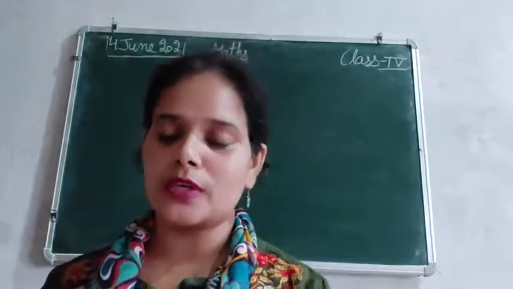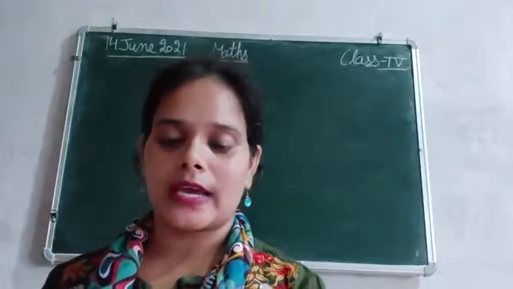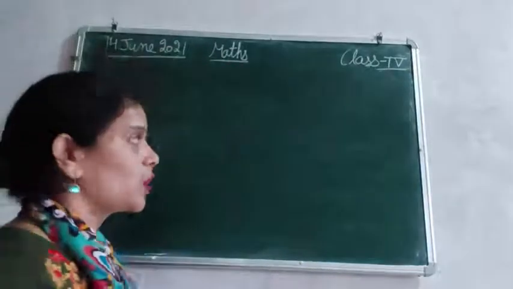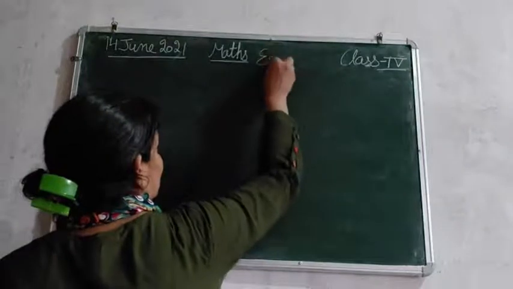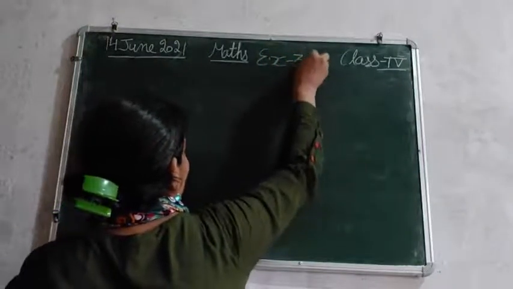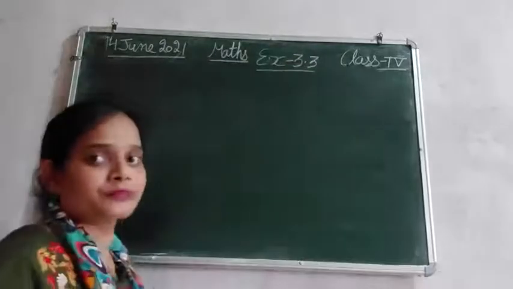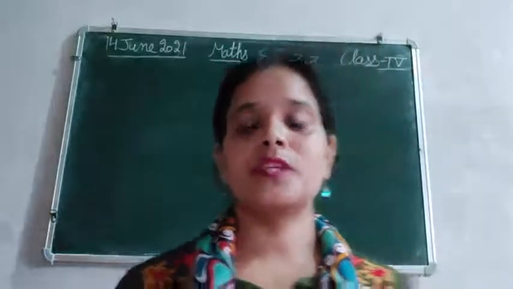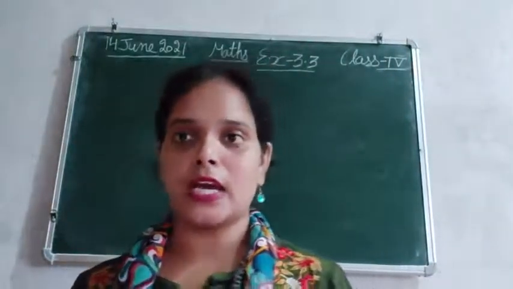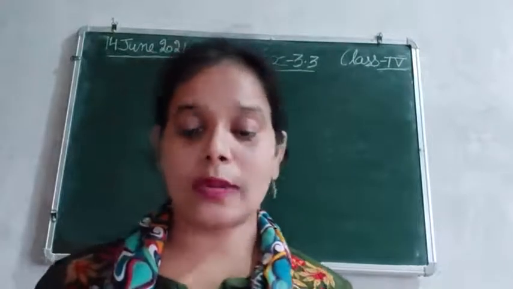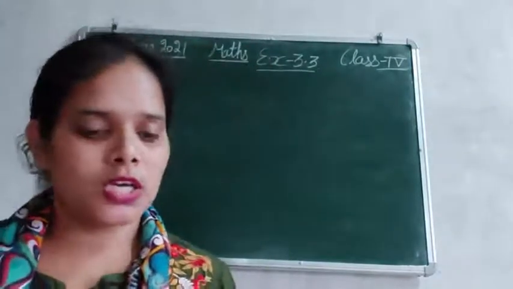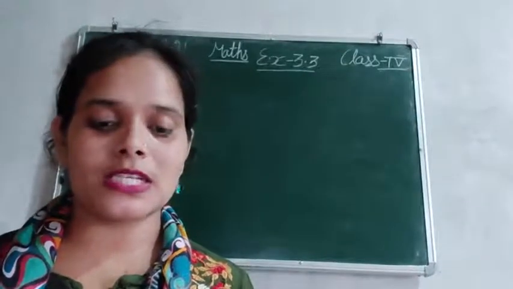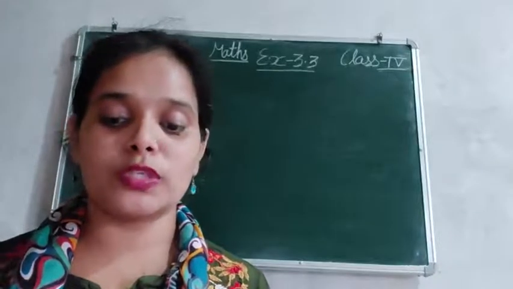So all of you open your books as well as your notebooks, and open your books at page number 31, that is exercise 3.3. Here I'm just writing the exercise, 3.3. We have already done up to question number 3 and now I'm going to start with question number 4. The question number 4 is, find the actual and estimated sum by rounding off to the nearest 10,000.